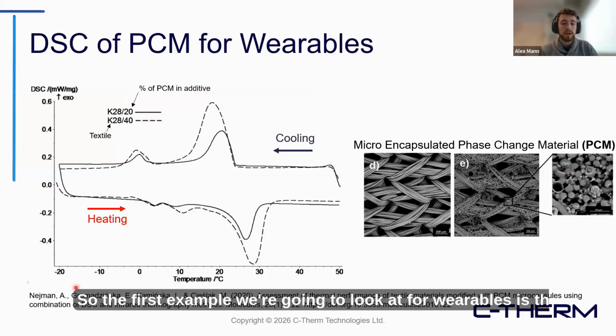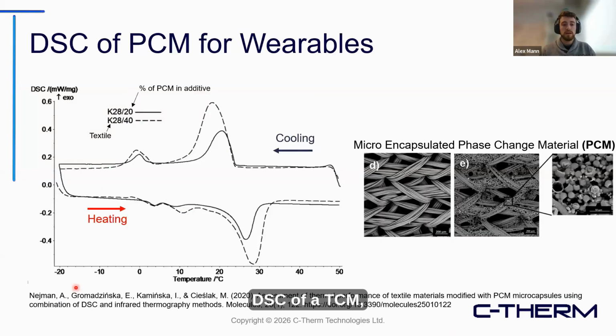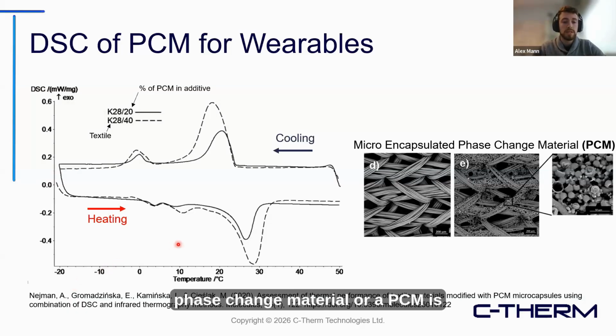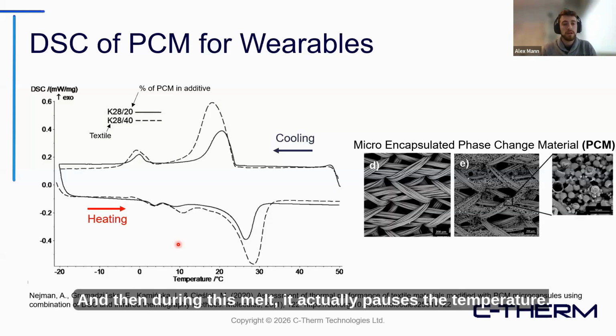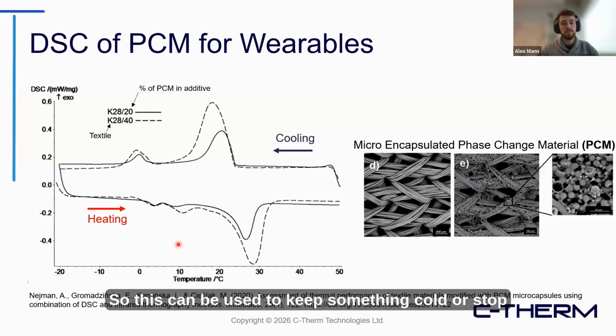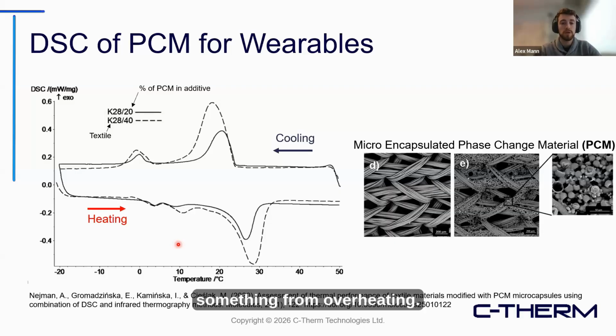So the first example we're going to look at for wearables is the DSC of a PCM, which is imbued in a textile. A phase change material, or PCM, is essentially something that melts within a desired temperature range. And then during this melt, it actually pauses the temperature. So this can be used to keep something cold or stop something from overheating.